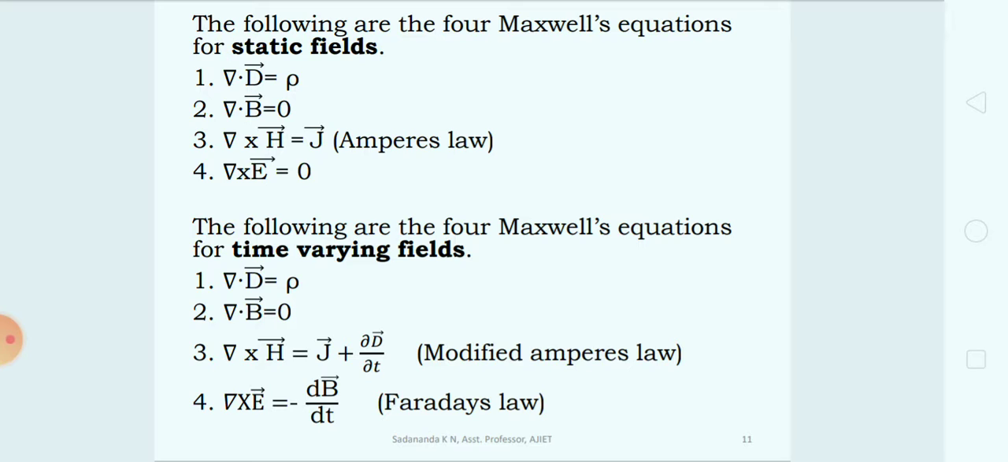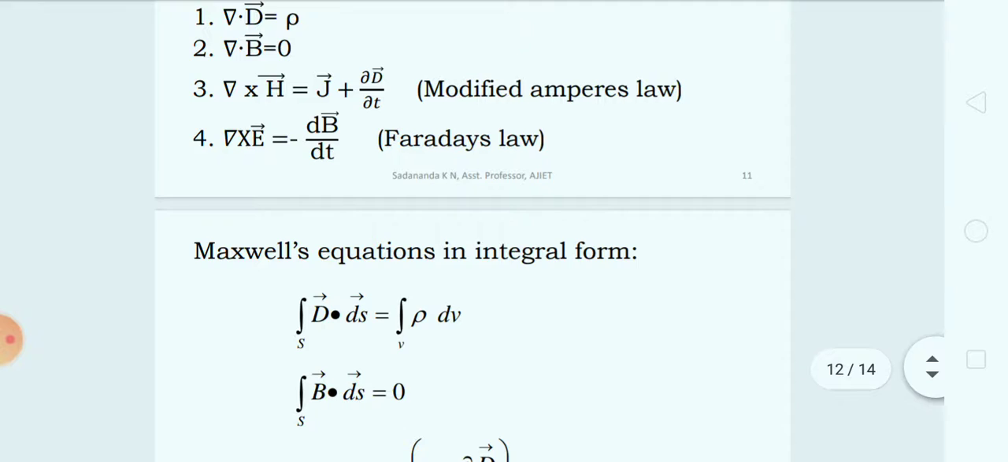But when it comes to the third equation, that is curl of a vector H is equal to J plus dou by dou t of vector D. That is nothing but a modified Ampere's law. I have explained about it. And the fourth equation is curl of a vector E is equal to minus dou by dou t of vector B. That is Faraday's law, even that I have explained.